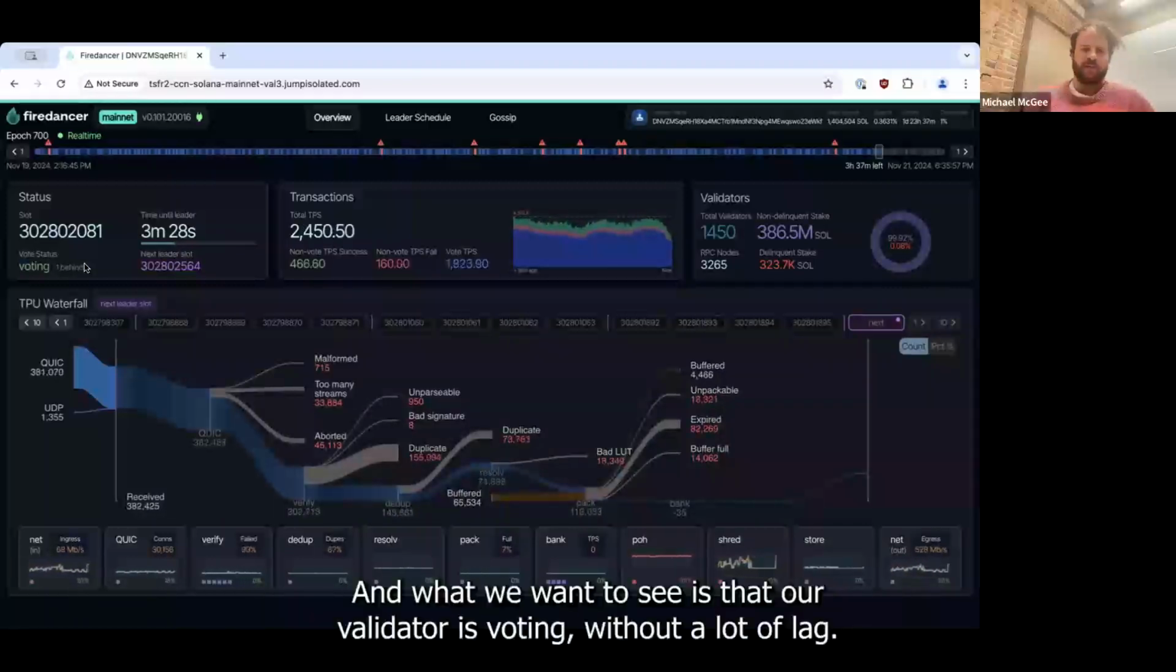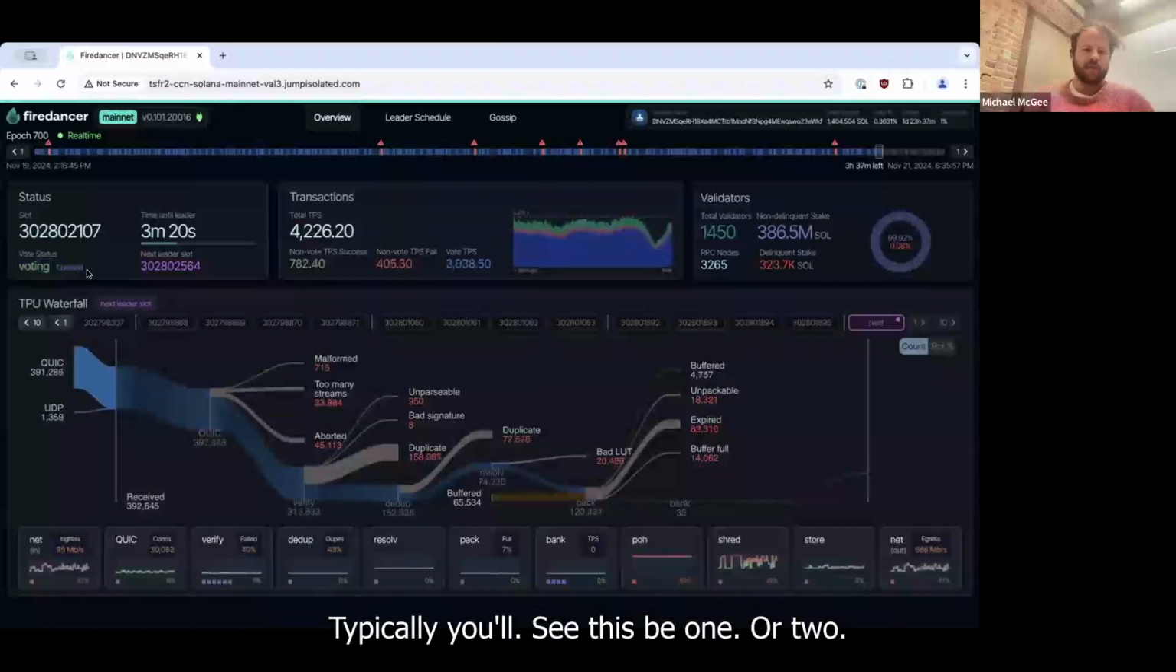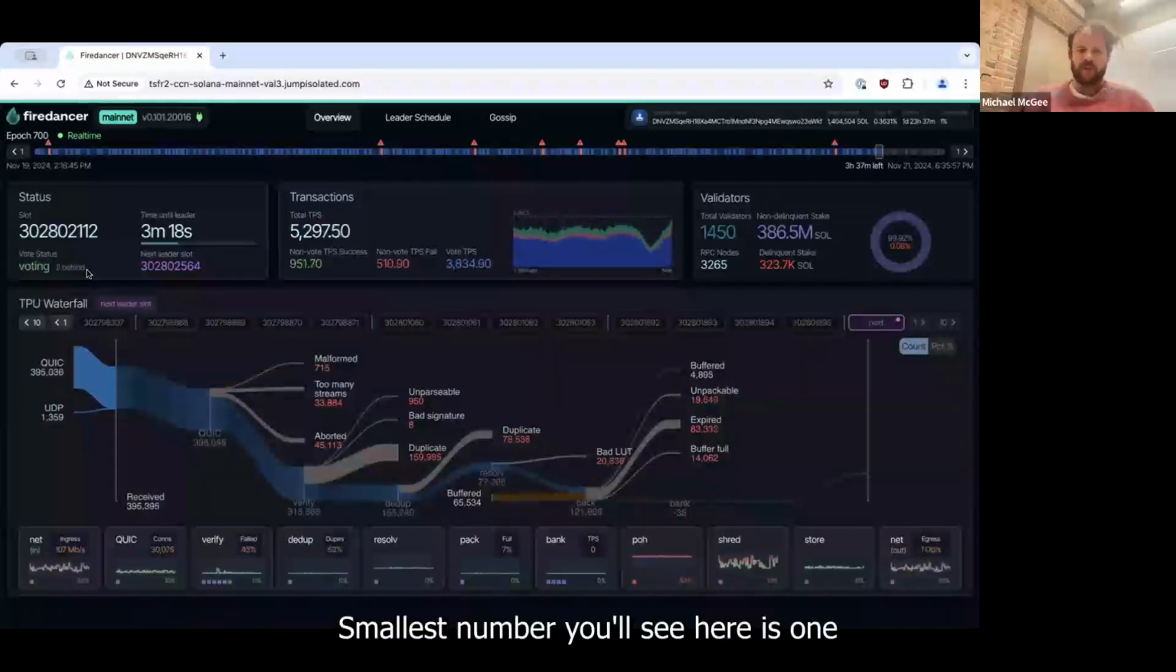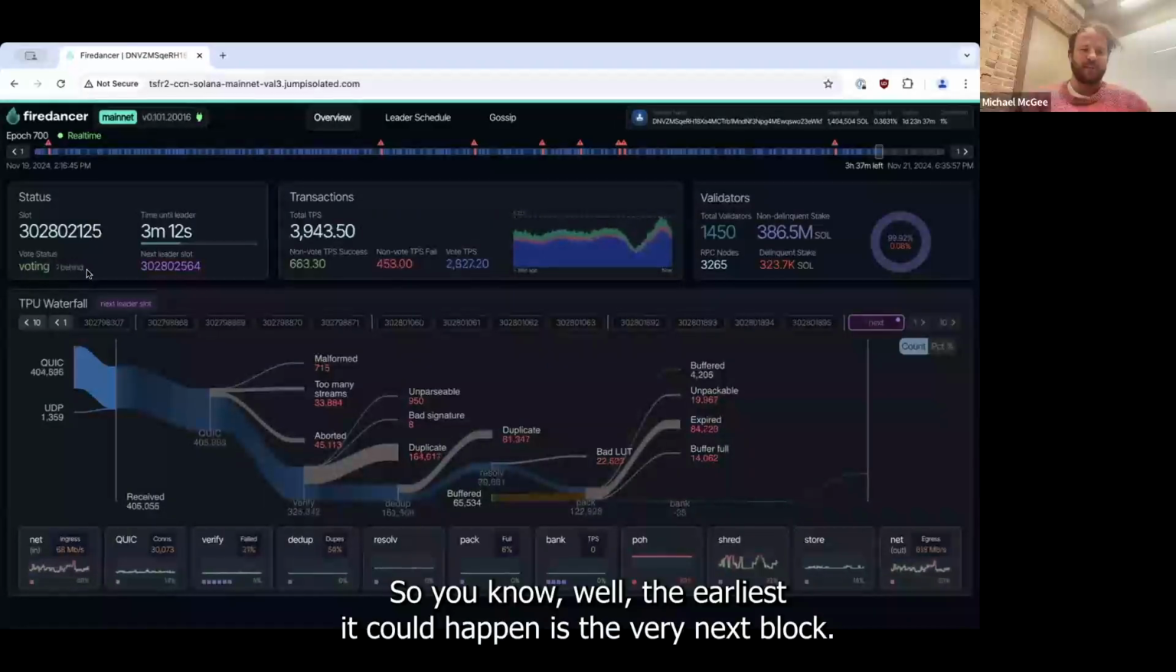And what we want to see is that our validator is voting without a lot of lag. So very quickly after a block is produced, we should be voting on it. Typically, you'll see this be 1 or 2. The smallest number you'll see here is 1. We can't vote on a block inside that block itself. So, the earliest it could happen is the very next block.